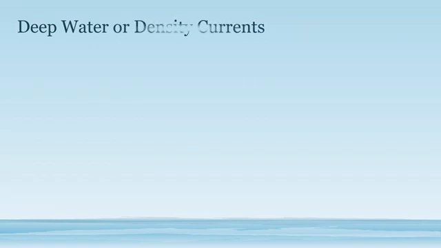Deep water or density currents. These waters make up the other 90% of the ocean. These waters move around the ocean's basins by density-driven forces and gravity. The global conveyor belt is driven by density differences in the water. One must better understand density to understand how density current works.